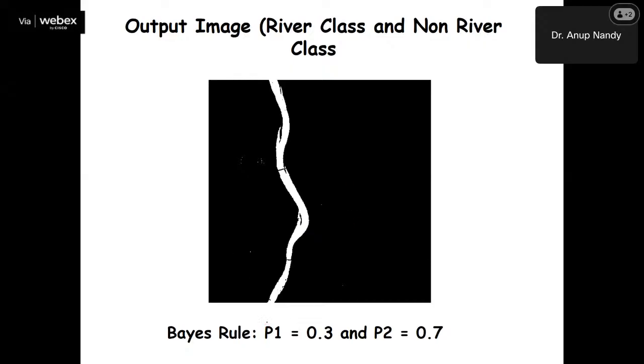So P1 is given, and P2. So what are P1 and P2? P1 and P2 are the prior probabilities. P1 is the prior probability for the river class, and P2 is the prior probability for the non-river class. With these two pieces of information, we can apply Bayes rule, and you can get the result.